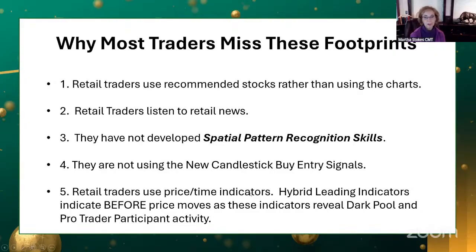They have not developed spatial pattern recognition skills. SPRS is important, and your magnificent brain is 1,000 times better at this than the AI ever will be, because charts are a language, and AI doesn't understand language very well, even still. It struggles with it.